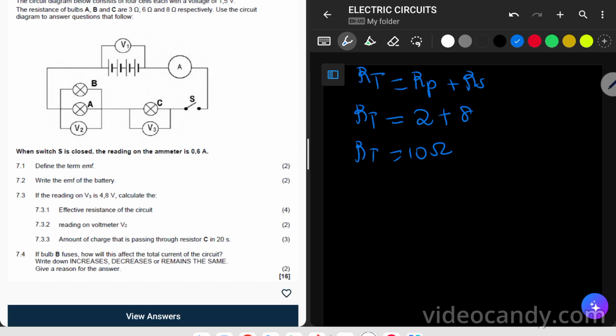So, how are you going to go about calculating the resistance of both A and B? The easiest way is by looking at your data. What do you have? You have the total resistance of resistors in parallel, RP, which is 2 ohms. And you also have the current.